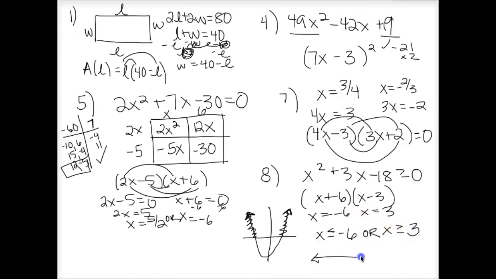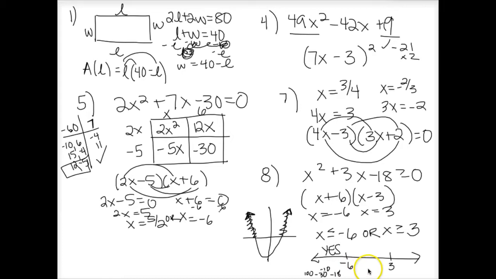Remember, if you're doing the number line instead of this, you would put negative 6 and positive 3 on the number line, and you would pick points. So I would pick a point less than negative 6. So let's say I picked negative 10. Negative 10 squared is 100. 3 times negative 10 is negative 30 minus 18. So 100 minus 48 is 52. Is 52 greater than or equal to 0? Yes, it is. So I get a yes here.